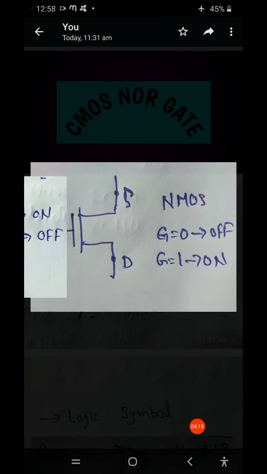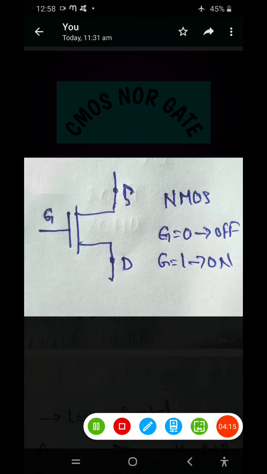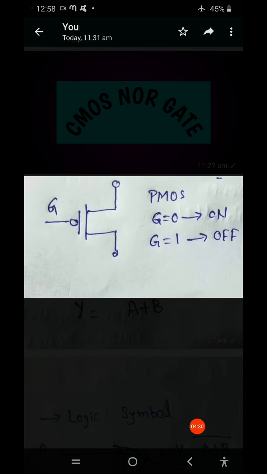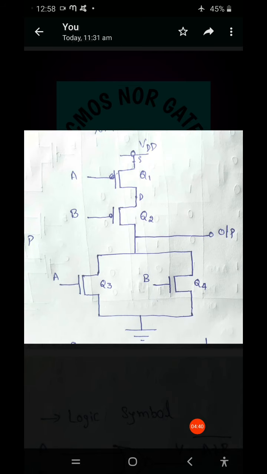Similarly, the NMOS transistor also has a gate. If we apply gate equal to 0, it will be off. Whenever we apply gate equal to 1, it will be on. So for PMOS, gate equal to 0 turns it on and gate equal to 1 turns it off. Based on these two conditions, now we'll see the circuit operation of the CMOS NOR gate. It has two inputs, A and B. Here also A, B is there.